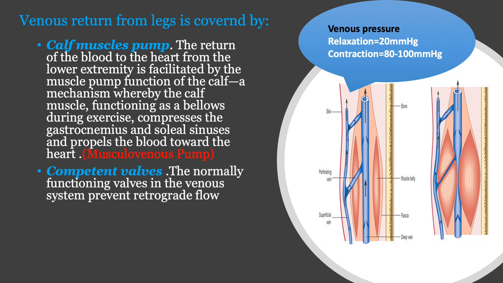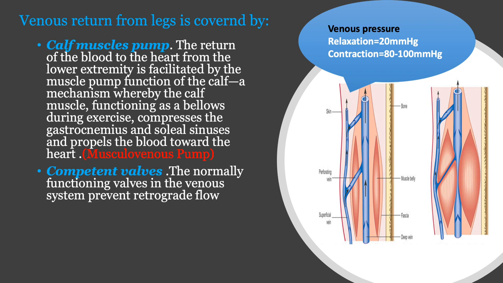Now, another factor that influences the venous return from the legs is competent valves. The normally functioning valves in the venous system prevent retrograde flow, whether in the superficial system or in the deep system. This will help in the venous return and prevent retrograde flow.